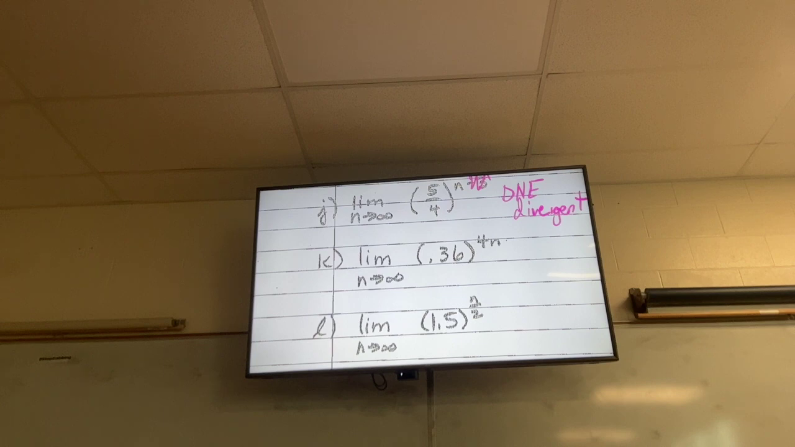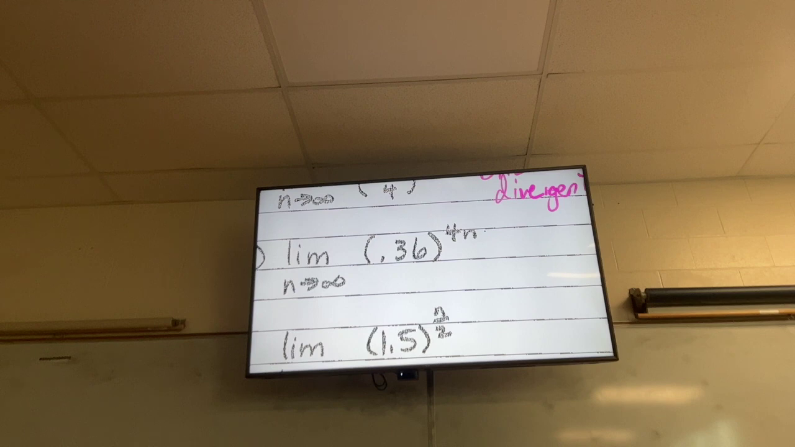I do have a prediction about this. Is this convergent or divergent? Convergent. Why do we think it's convergent? Because the R is in between negative 1 and 1. To get from term to term, we're just multiplying by 0.36 to the fourth. 0.36 to the fourth is much less than 1, so it's convergent.